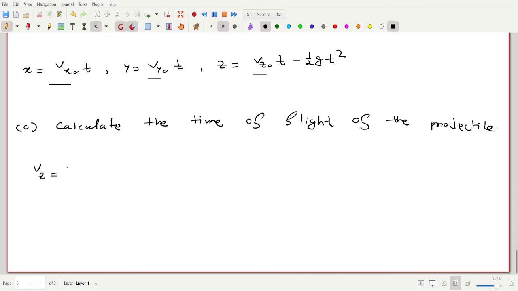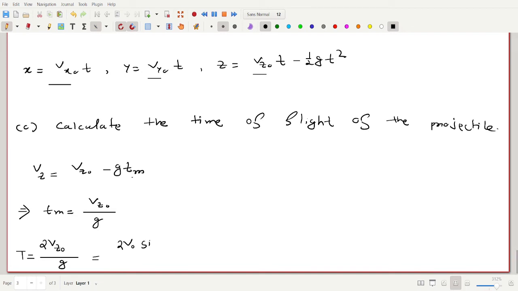So vz equals vz naught minus g t, where t is the time to reach the maximum height. So vz equals 0. Here we get t equals vz naught by g, and the time of flight will be 2 vz naught by g. So 2 v naught sine theta naught divided by g.